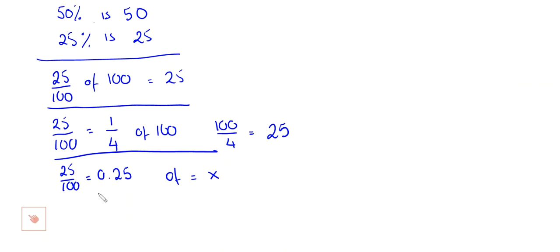Hang on, let me finish. So I'm going to do 25% of 100 is the same thing as doing 0.25 times 100, which we know how to do because you times it by 100, you move the numbers over 2 places, so you get 25.